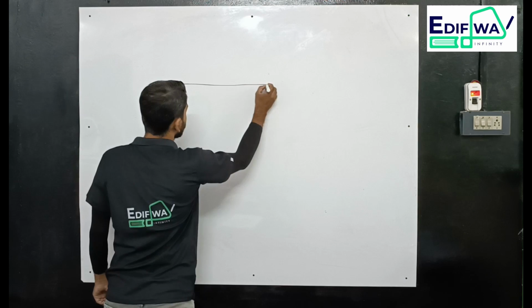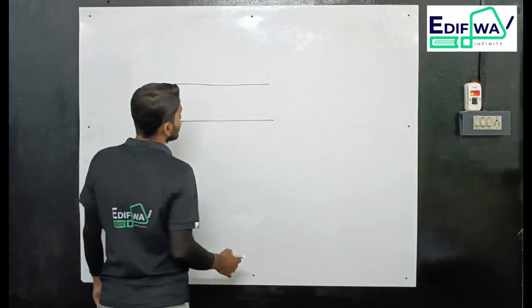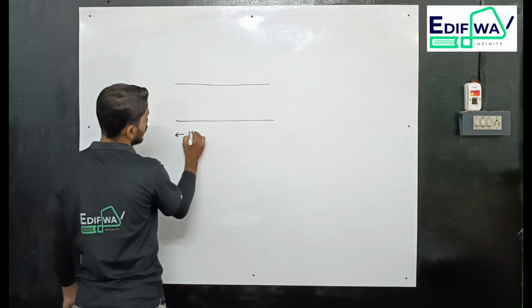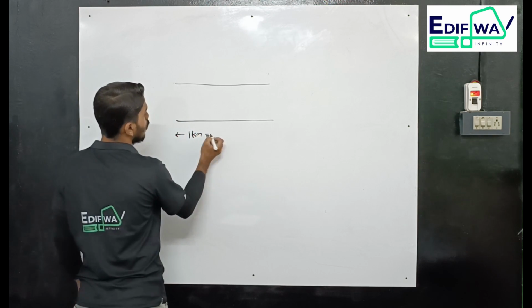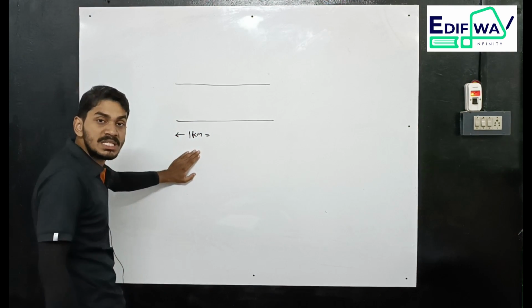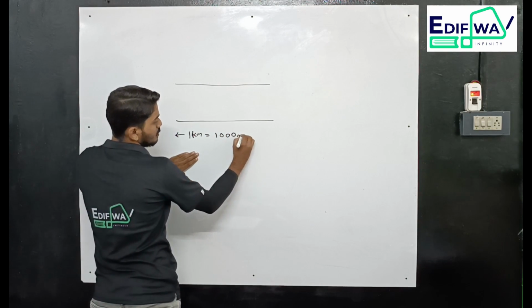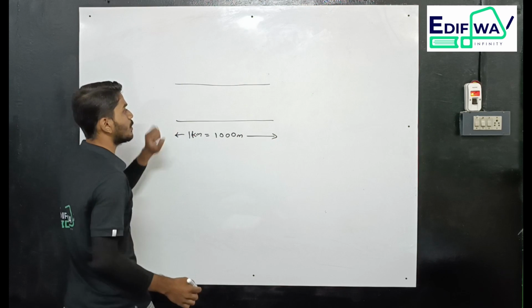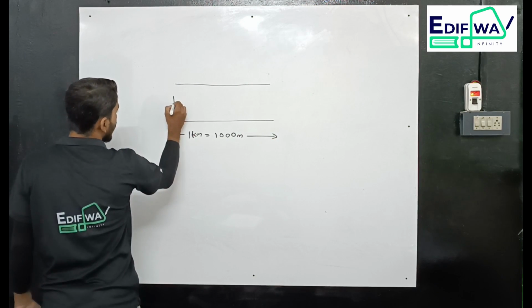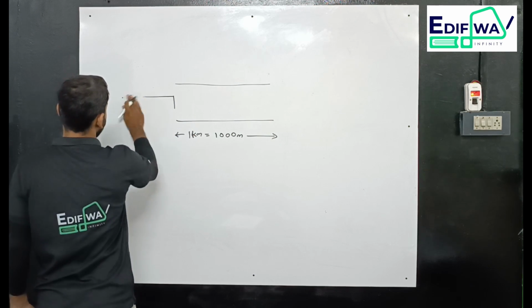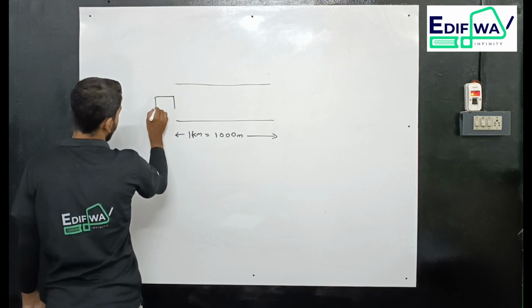There is a bridge and the length of this bridge is given to be 1 kilometer. You know the SI unit is meter, so we will convert it. We know it is equal to 1000 meters, right? So this is our bridge, and we have a train. This is the train.